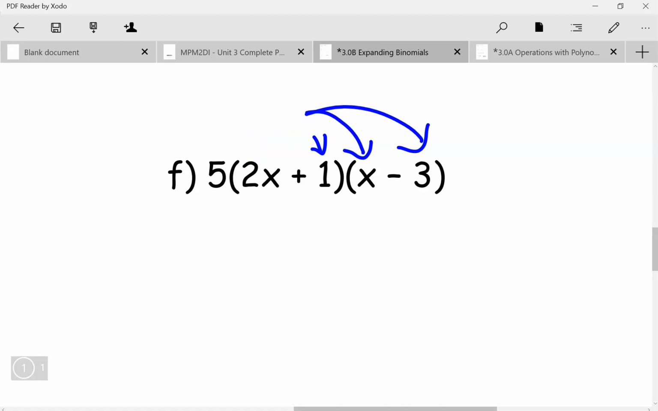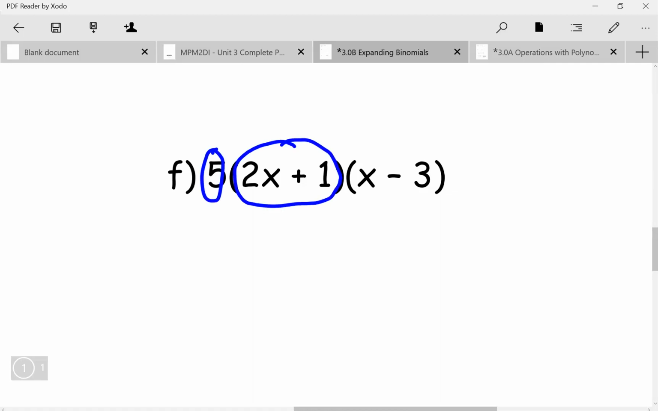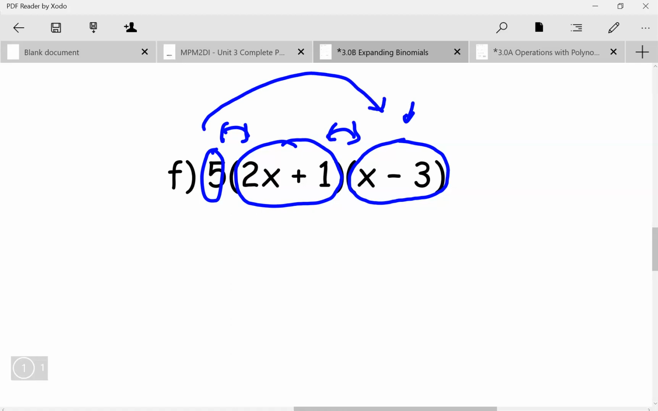What we have is 3 different things that are being multiplied together. We have the 5, we have the term in the bracket, and we have this other term in the bracket. So you can do this in any order. You can multiply these 2 first and then multiply it by 5. You can multiply these 2 first and then multiply it by this. You can actually even multiply the 5 and the x minus 3 first and then multiply by 2x plus 1.